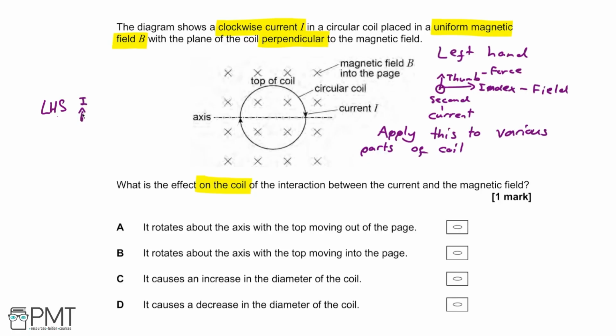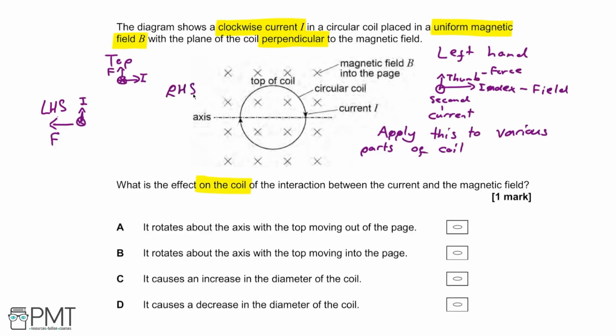We have the magnetic flux density going into the page. So if we apply our left-hand rule, we get a force which goes outwards to the left. If we look at a segment on the top where the current is going like this, we would again experience the magnetic flux density going into the page, and because of that, we experience a force going upwards.